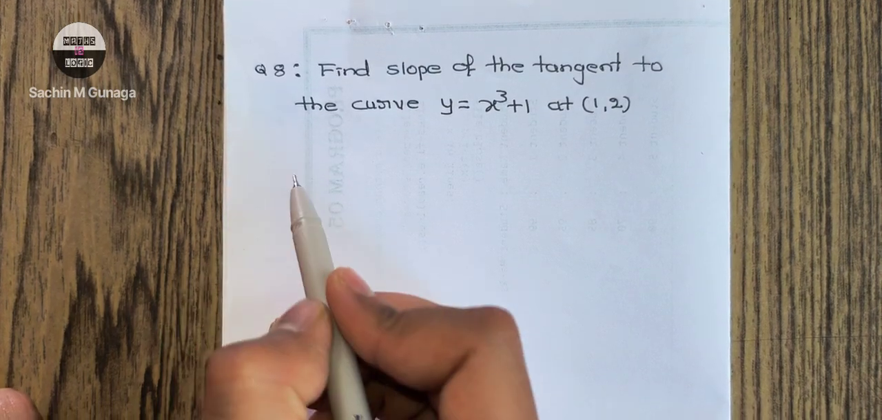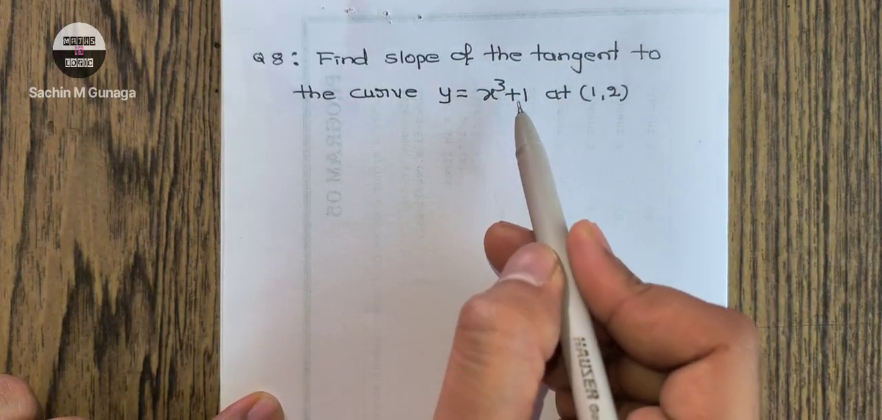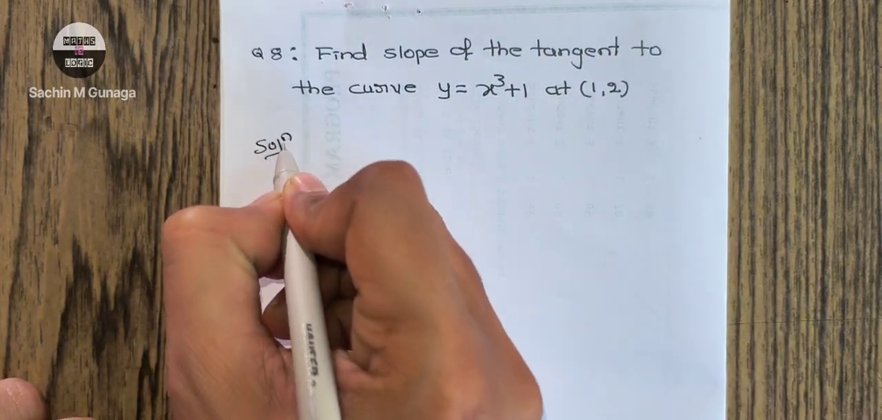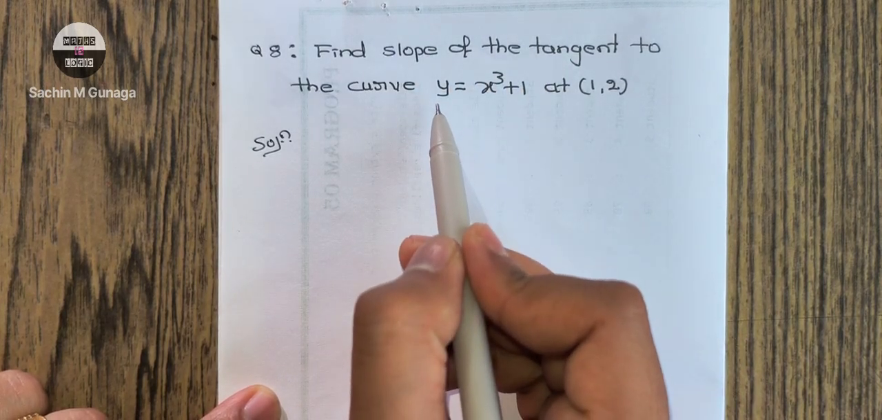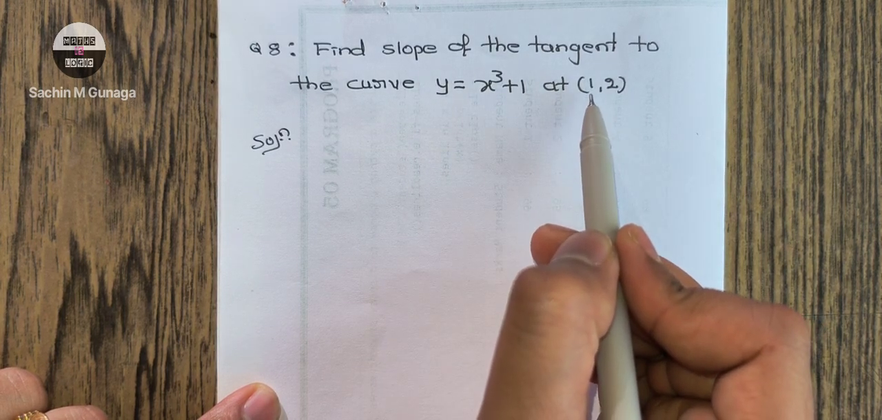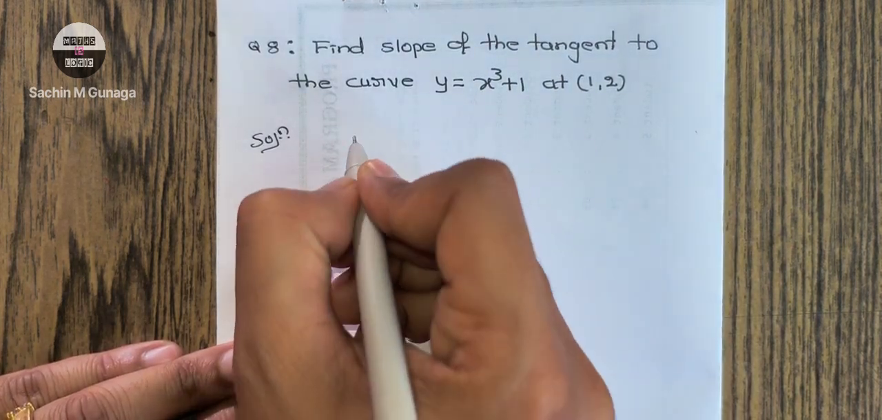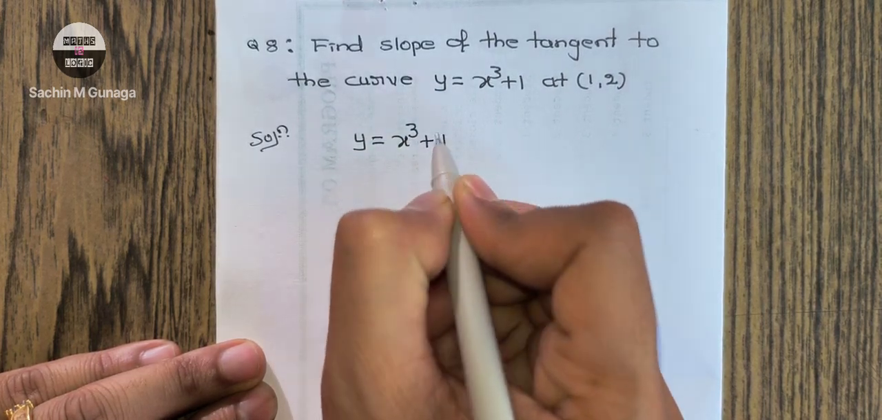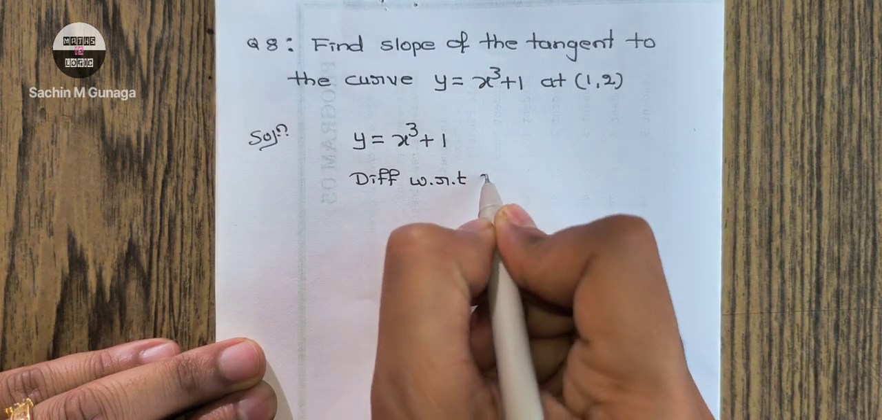Next, question number 8. Find slope of the tangent to the curve y is equals to x cube plus 1 at 1, 2. So here we need to find out the slope of the tangent. So if you want to find out the slope of the tangent, we need to differentiate this given function. After doing the differentiation, we need to substitute this point, then only we will get this slope of tangent. Therefore in the solution, first we will take that given function y is equals to x cube plus 1. Differentiate with respect to x.